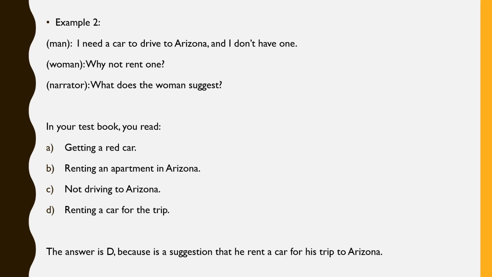In your textbook, you read four answers. Letter A, getting a red car. Letter B, renting an apartment in Arizona. Letter C, not driving to Arizona. And letter D, renting a car for a trip. The answer is D because she suggests that he rent a car for his trip to Arizona.